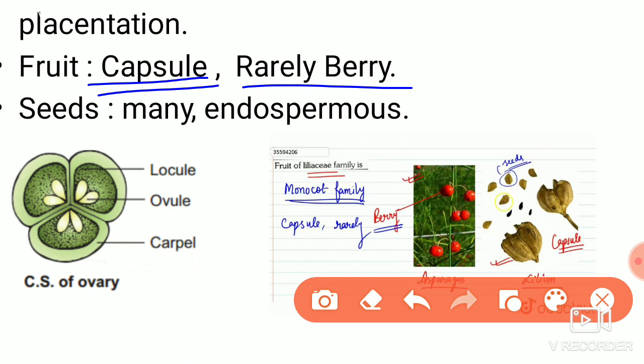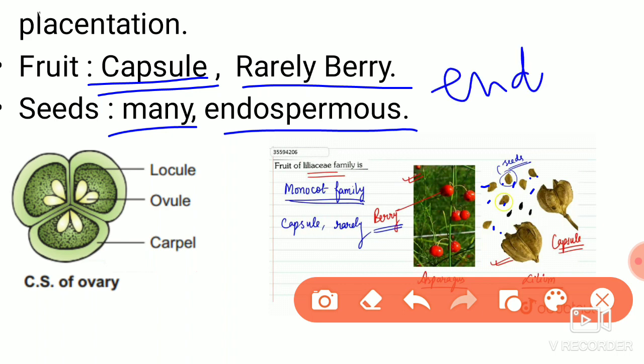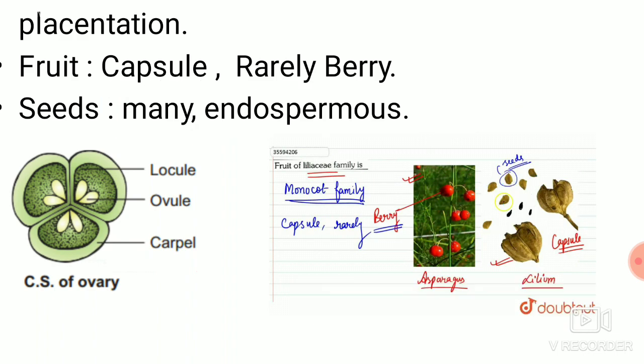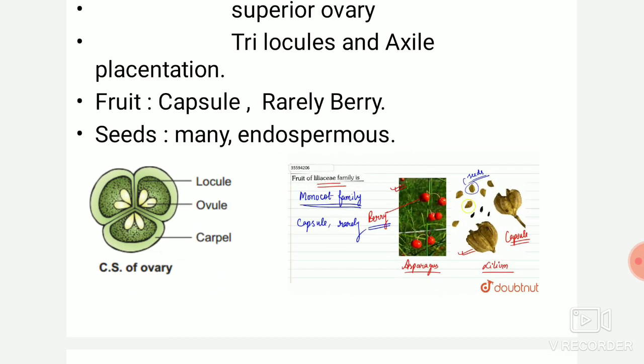And of course the seeds are many. You can see here the many seeds are present, and endospermic seeds. In the sense, inside the seed endosperm will be present. If endosperm is present, then it is called endospermic seeds. So in this plant the seeds are endospermic.